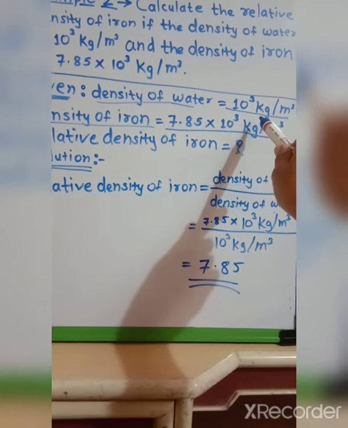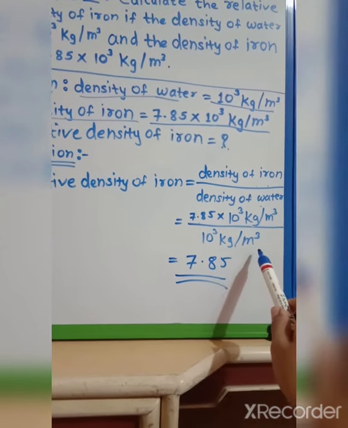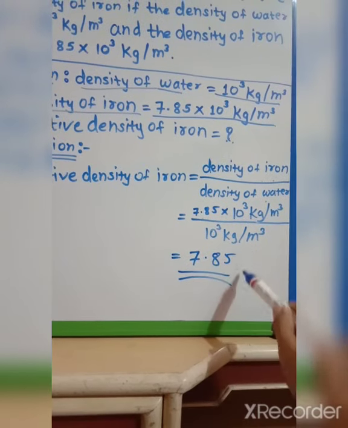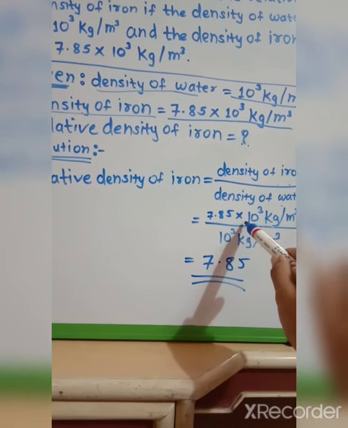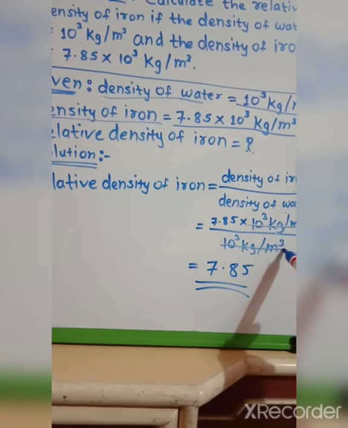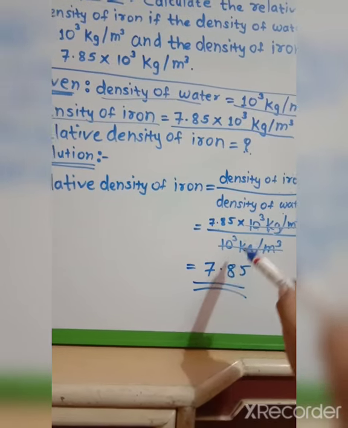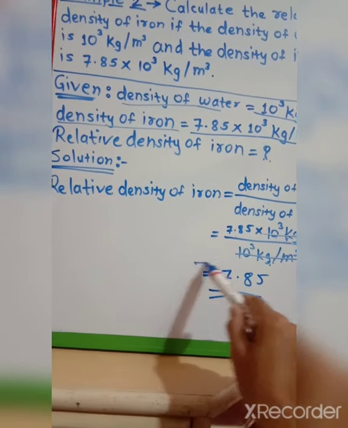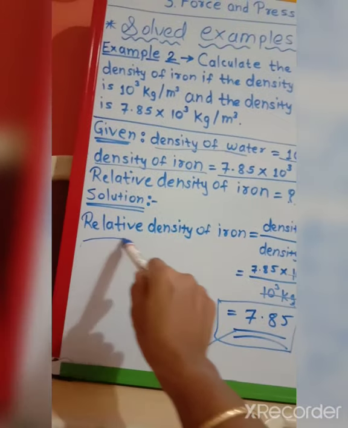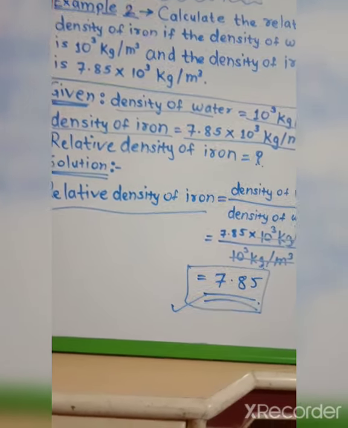What is density of water given? 10 raised to 3 kg/m3. Okay. Now here you can see 10 raised to 3 kg/m3 and 10 raised to 3 kg/m3, this is the common one. So we'll cut that. And then what remains? 7.85. This will be our answer. Relative density of iron is 7.85. Got it students?